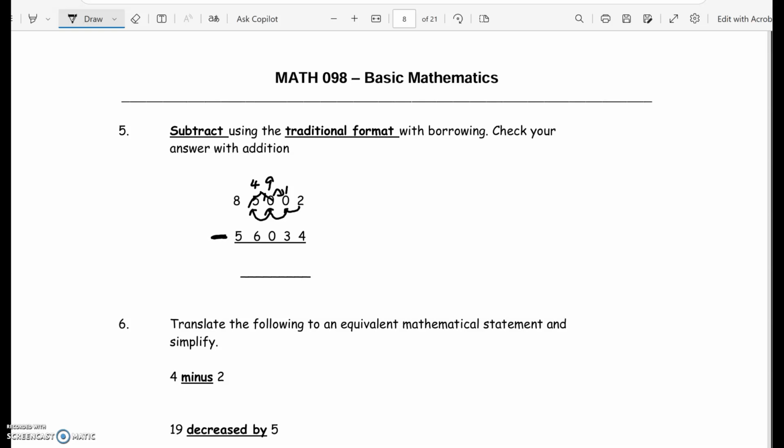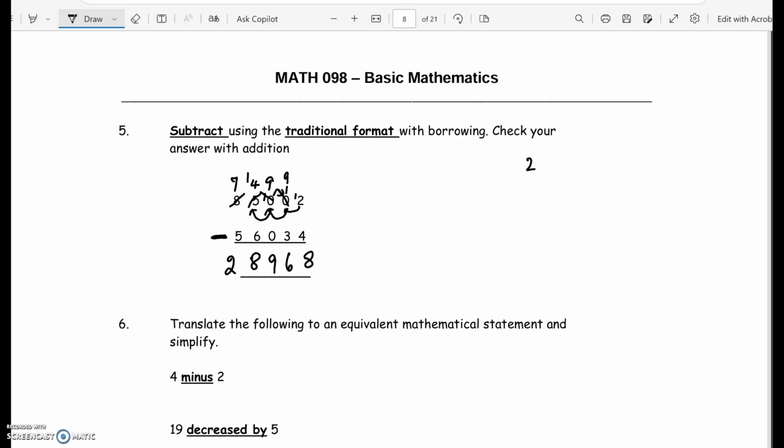Now the tens place has to give a 1 to the ones place, so this becomes a 9, and that's a 12. 12 minus 4 is equal to 8. Now 9 minus 3 equals 6. 9 minus 0 equals 9. 4 minus 6 is not possible, so we have to borrow a 1. Now 8 gives a 1 and becomes a 7, and that's a 14. 14 minus 6 is 8. 7 minus 5 is 2.